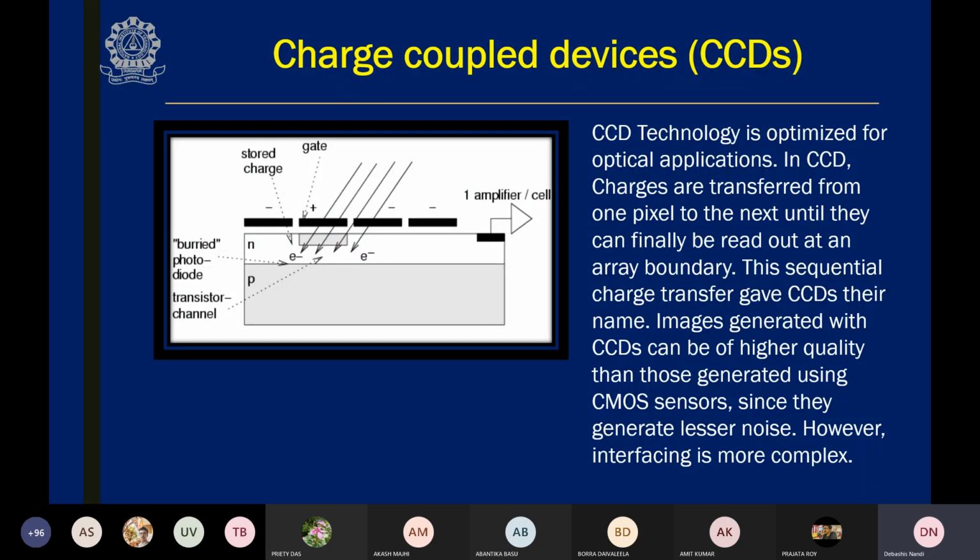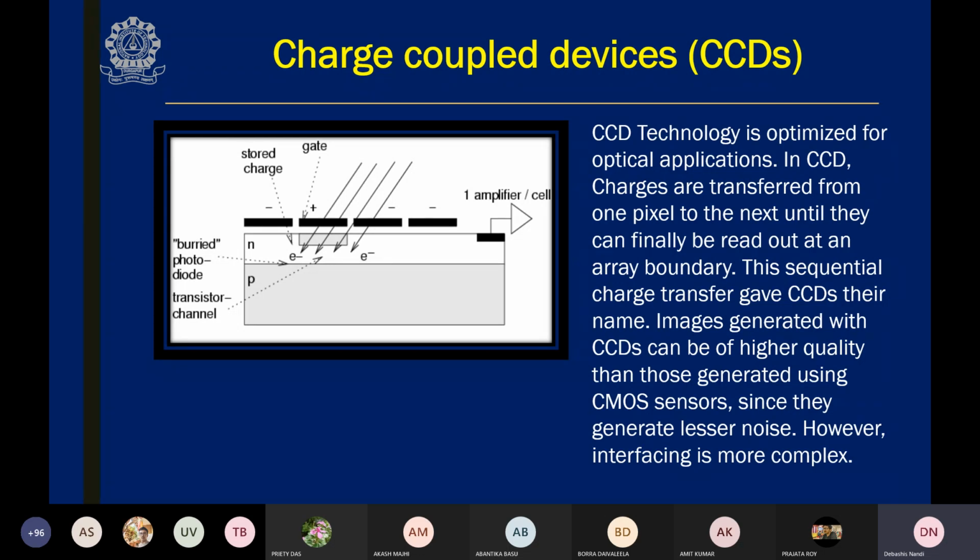However, what I want to say is, why is it called a charge coupled device? The charge from one capacitor is coupled to another capacitor in a particular manner, and that's why it is called a charge coupled device. So the sequential charge transfer gives this name, charge coupled device.